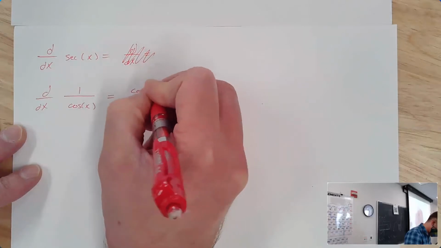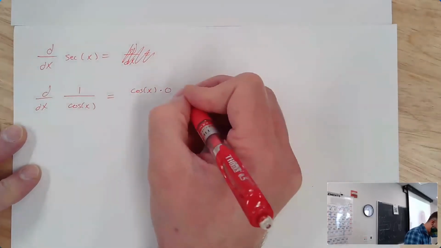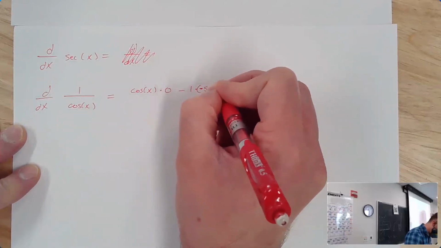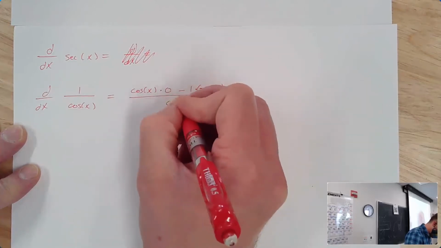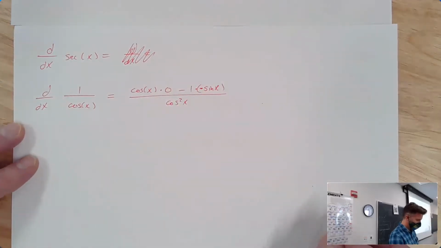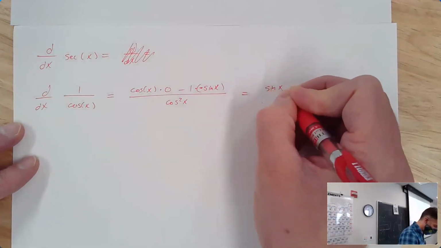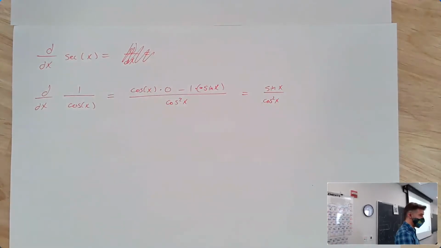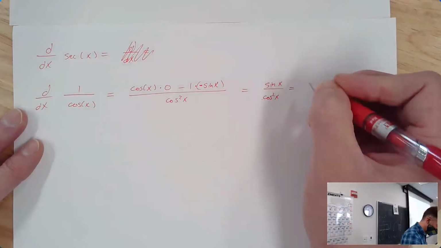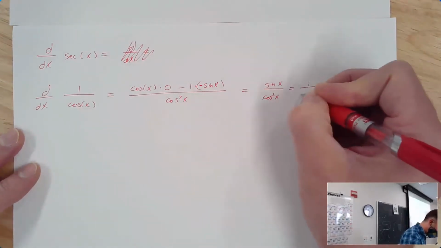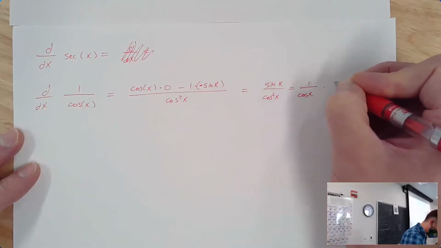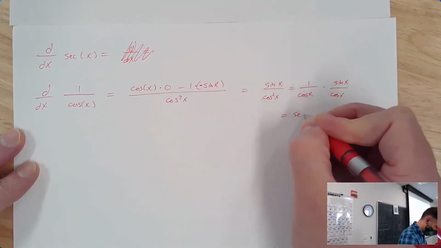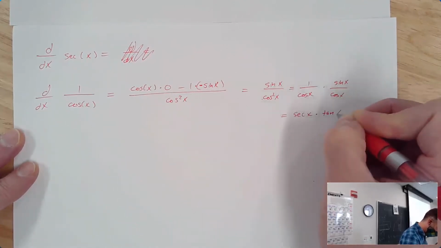Bottom times the derivative of the top minus the top times the derivative of the bottom, which is negative sine, all divided by the denominator squared. Simplifying this, I just get sine of x over cosine squared of x. Again, a way that nobody ever writes this derivative. The way we usually write it is, well, we're going to break it up as 1 over cosine of x times sine of x over cosine of x, which then we're going to write as secant of x times tangent of x.